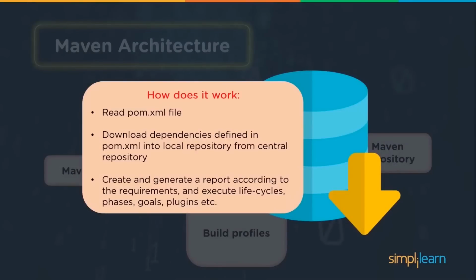So the Maven executable will read the pom.xml file, then download the dependencies defined in the pom.xml file, and those dependencies are cached locally from the remote or the central repository. Then it will create and generate a report according to the requirement and execute the life cycles, phases, goals, plugins, etc. So it will process the pom.xml file, and whatever plugins, goals or life cycles are configured there, each of them will be executed step by step in sequence.